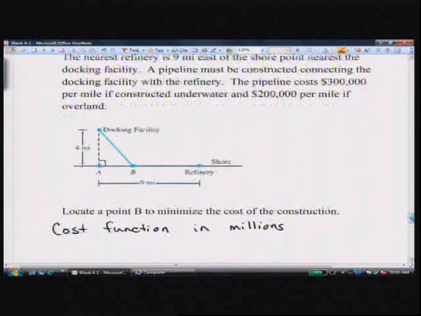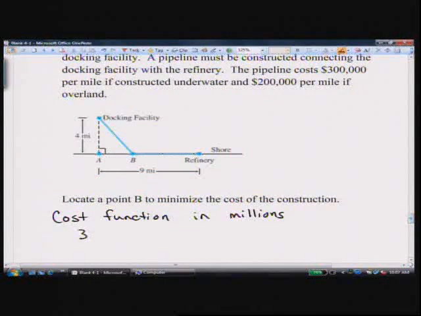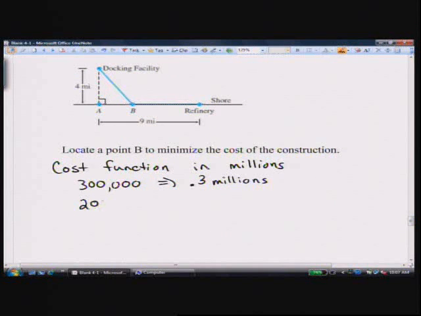Okay. All right. So what is 300,000 in millions? Did you hear him talk about 0.3 million, 0.5 million? I don't know why I'm doing it. I think just to be consistent with the homework. All right, and then 200,000 is going to be 0.2 million, right? And also because it's per mile, it's going to get high pretty fast.